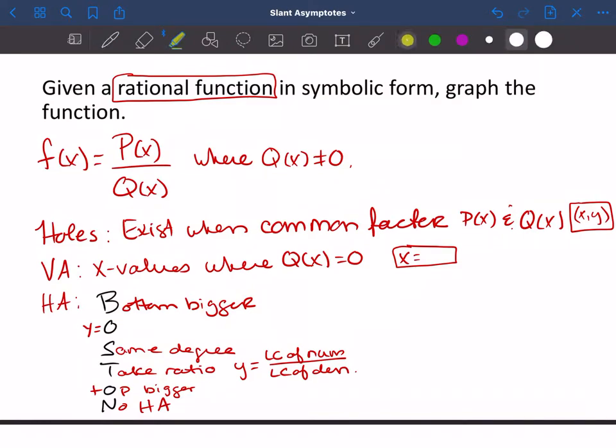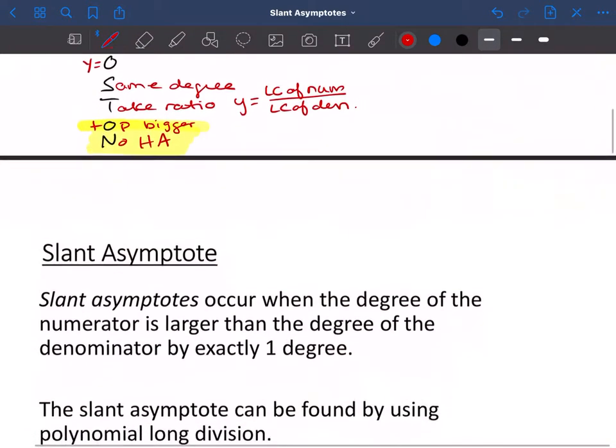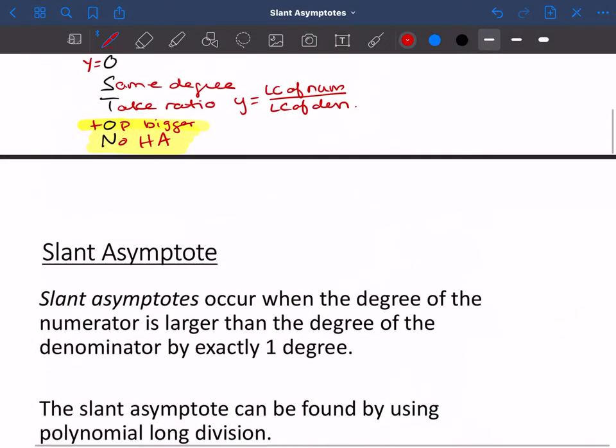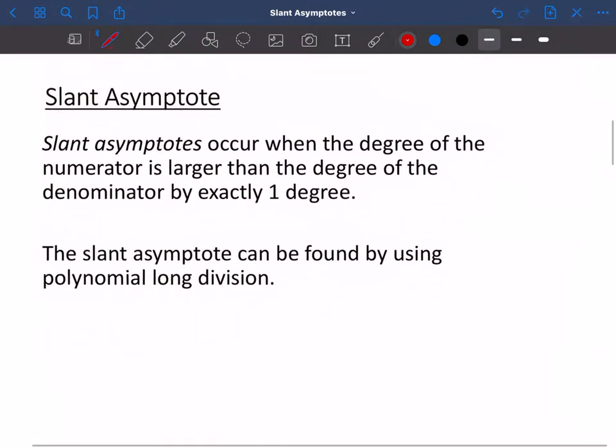So for today's lesson, we're actually going to be hanging out right here. Sometimes our p of x degree is actually bigger than our q of x, and it's correct in the sense that we have no horizontal asymptote. But there is something else going on here, and so that's the purpose of today's lesson. By the way, if you haven't noticed already, I'm using the PowerPoint that's available on Blackboard.